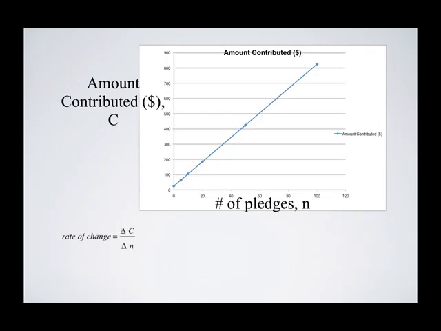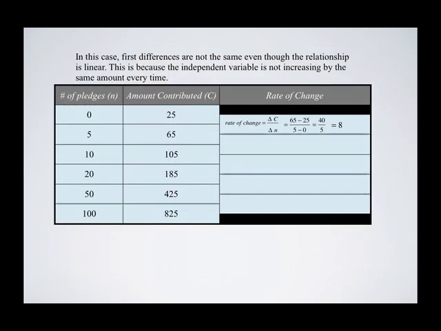The rate of change, delta C over delta N, tells us that the change in the C values of 40 matches up with the change in the N values of 5 between the first and second points. That's given by our 65 minus 25 and our 5 minus 0, which was our change of 8. We'll go back to our table of values and examine the rate of change between the second 2 points.